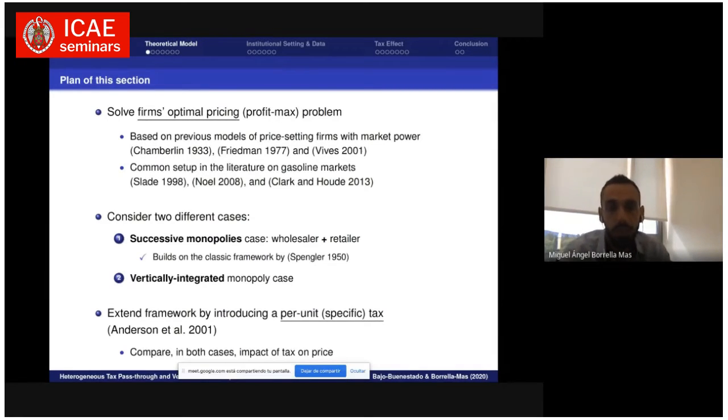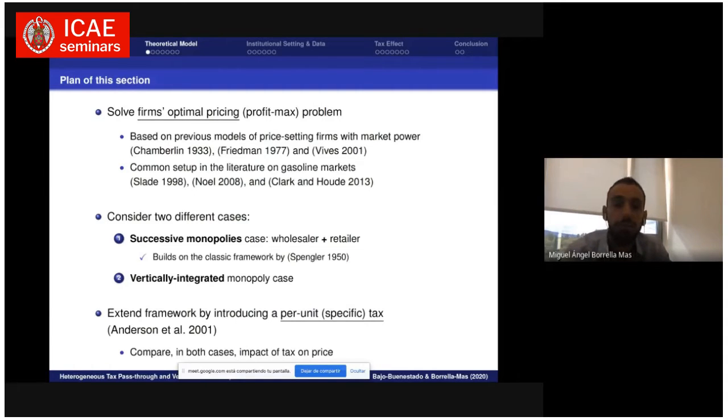So what is the plan that we have here in the theoretical model? We are going to solve the firm's optimum pricing, a profit maximization problem, based on previous models of price-setting firms with market power. Basically, the first one was by Chamberlin in 1933, and there are some recent or not so recent developments by Friedman in 1977 and Vives in 2001. This is the standard setup in the literature on gasoline markets, as for example Slade in 1998 or Noel in 2008 doing their papers.